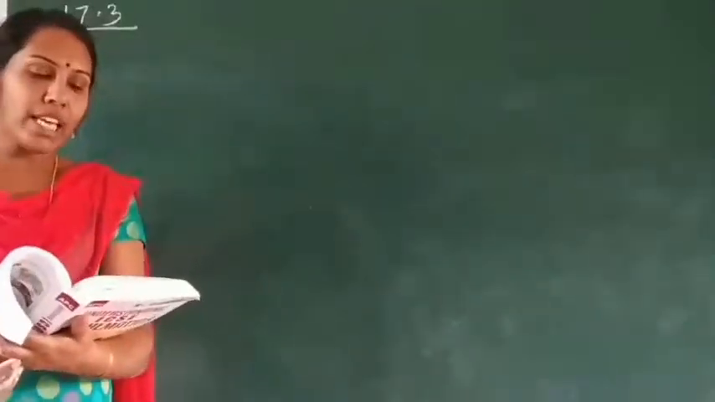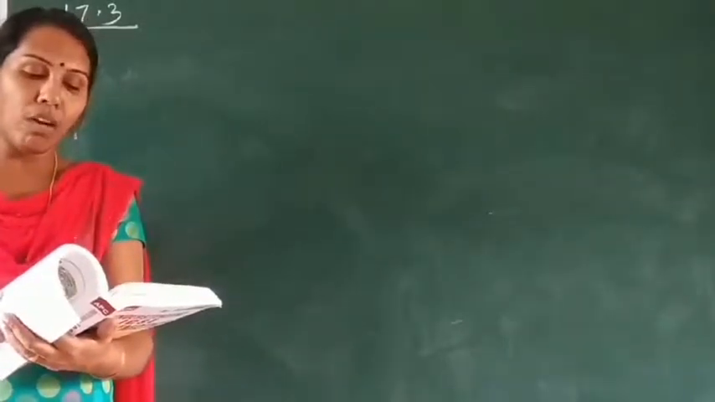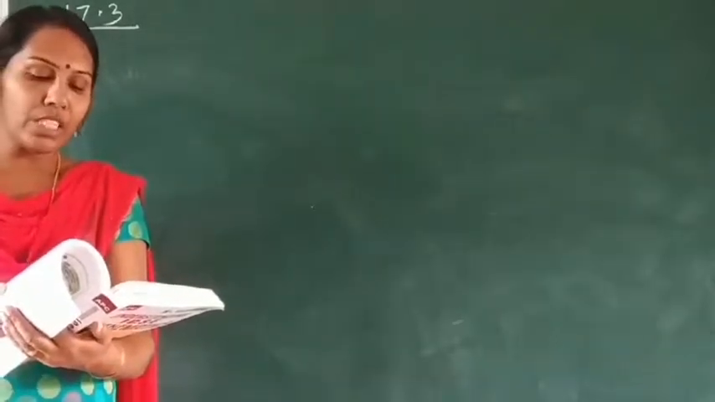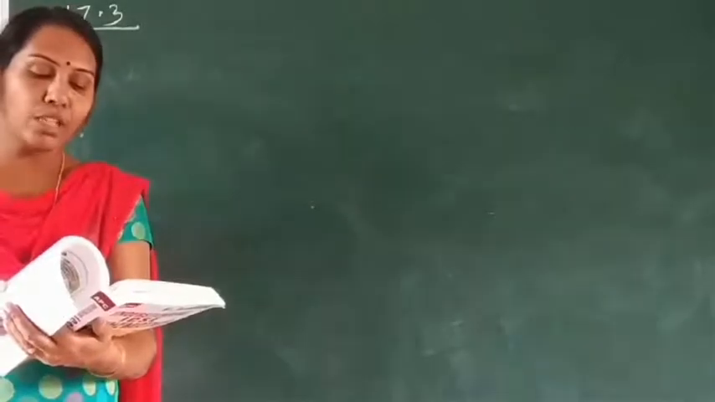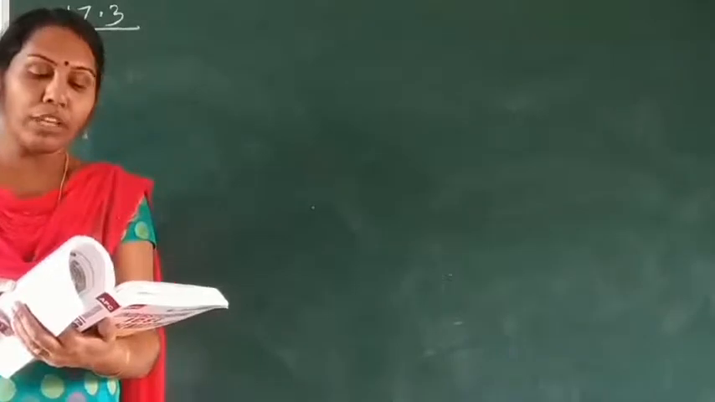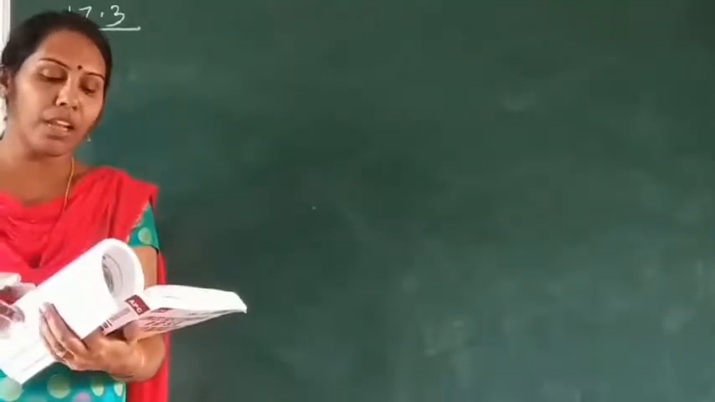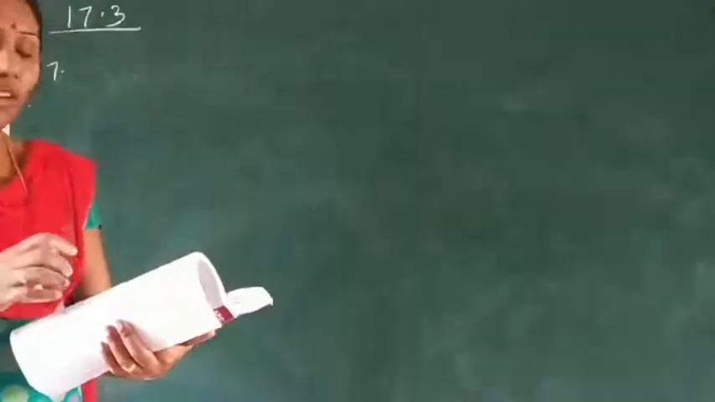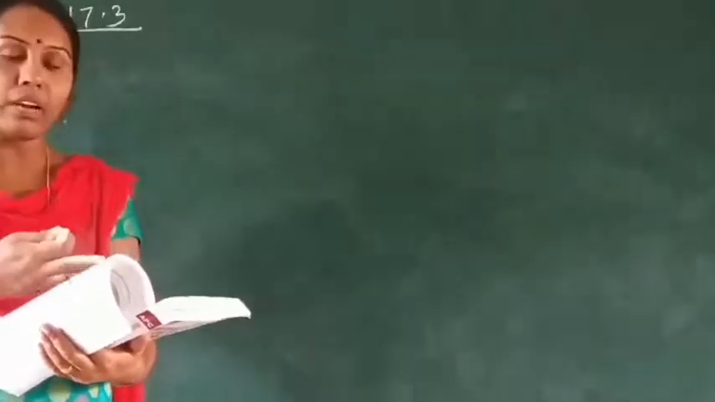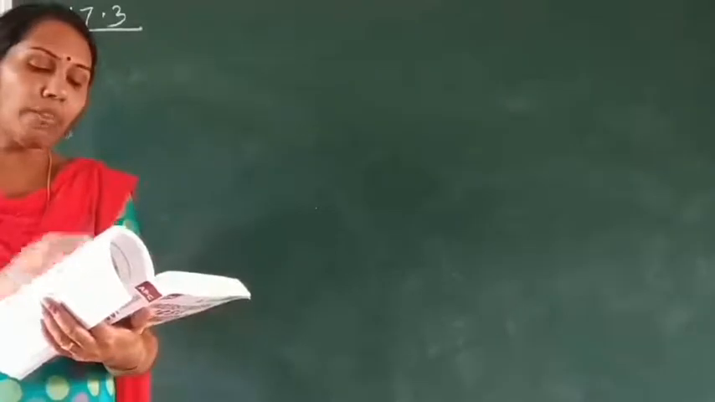Now exercise 17.3, question number 7. A hemispherical brass bowl has inner diameter 10.5 cm. Find the cost of tin plating it on the inside at the rate of rupees 16 per 100 centimeter square. So the inner diameter of a hemispherical brass bowl is given. This is in the form of a hemispherical shell. So we have to tin plate it on the inside. That means we have to find out the inner curved surface area. We have to use the formula for inner curved surface area of the hemispherical shell.